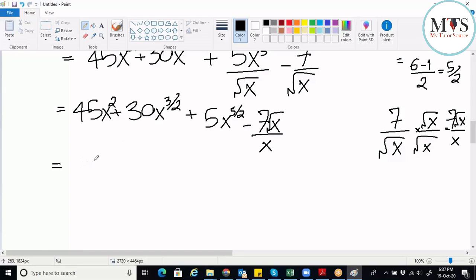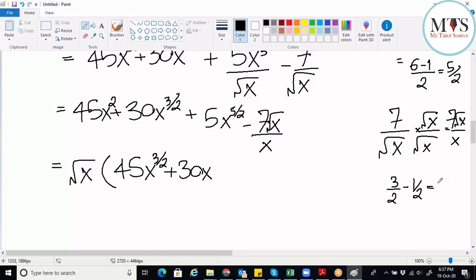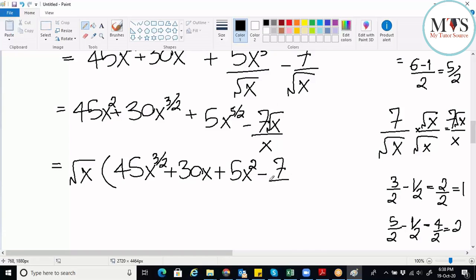If I were to take square root of x common from all of these terms, I will be left with 45. This is 2 minus 1 over 2, so that's going to be 3 over 2. So it'll be 45 into x to the power 3 over 2 plus 30 x to the power 3 over 2 minus 1 over 2. That's just going to be x, since 3 over 2 minus 1 over 2 is 2 over 2. Then 5 over 2, I'm taking out 1 over 2, so that will be 4 over 2, that's 2. So 5x squared, and then with the square root of x taken out, I'll just have 7 over x over here.